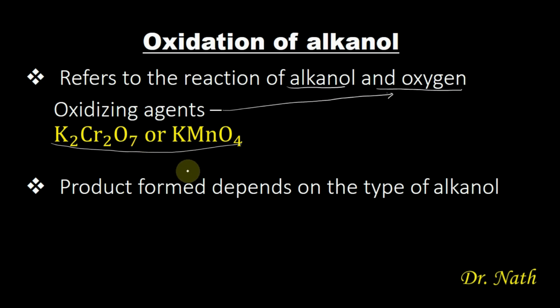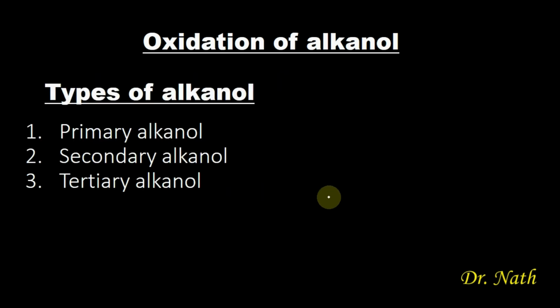So you want to know which product is formed when alkanol reacts with oxygen. The product that is formed will depend on the type of alkanol that is involved in the reaction. And basically we have three types of alkanol: the primary alkanol, the secondary alkanol, and the tertiary alkanol.